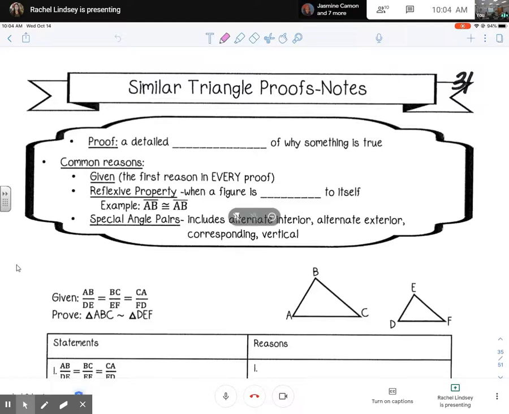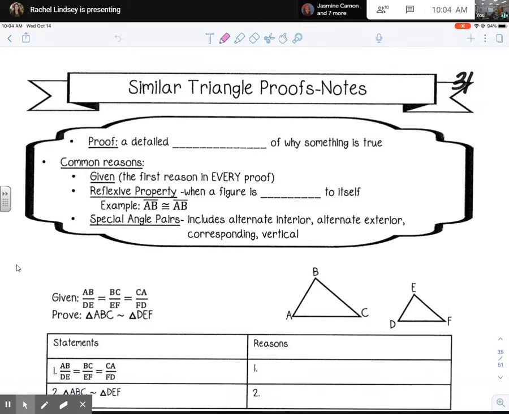Similar triangle proofs. A proof is a detailed explanation of why something is true. So with a proof, we're explaining that we have statements and we're telling why those things are true with the reasons. So common reasons for proofs are the given, and the reflexive property, when a figure is congruent to itself.